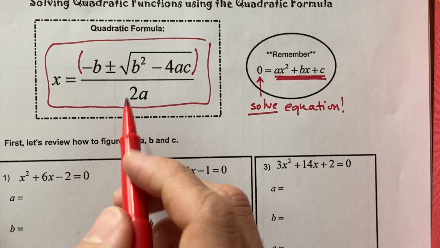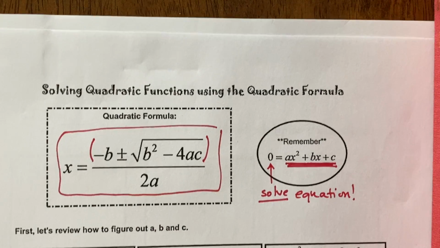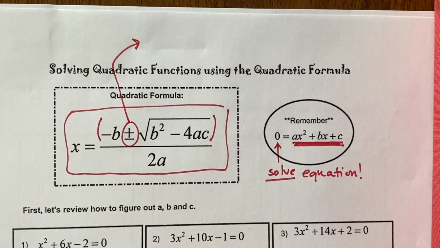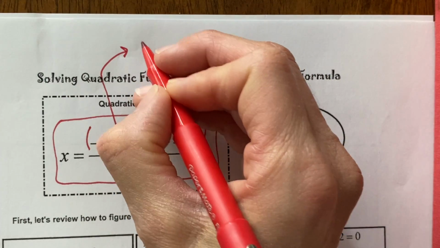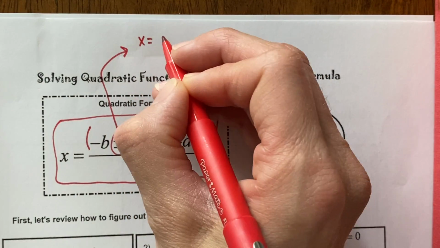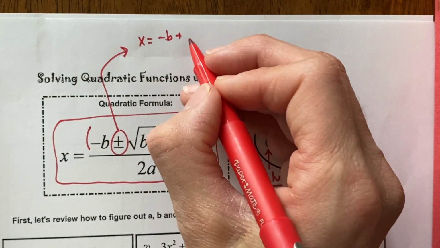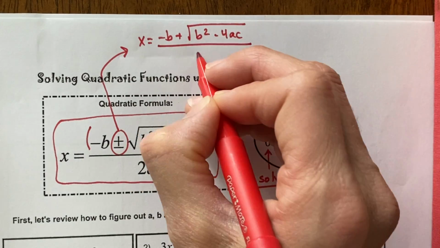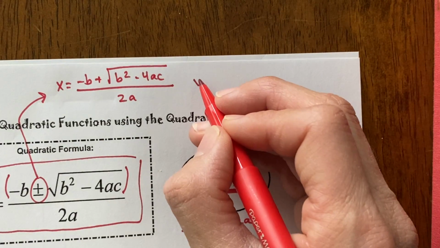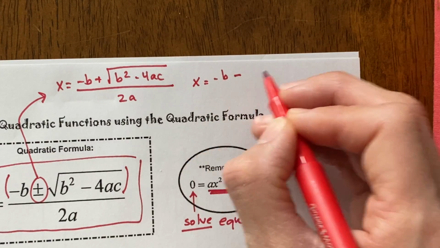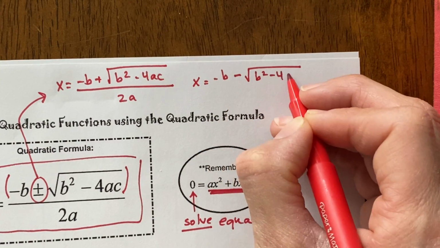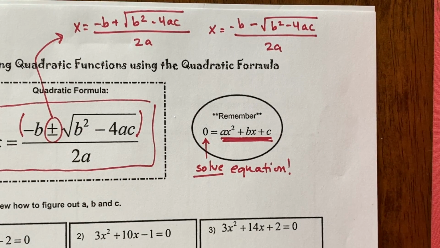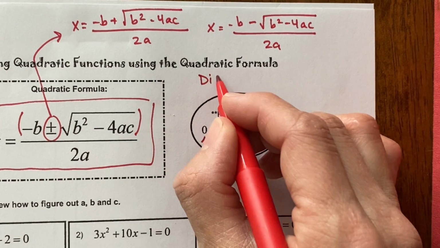The second thing, if you'll remember from my last video on the discriminant, this plus or minus means that you maybe do the formula twice. So you do x equals the opposite of b plus the square root of b squared minus 4ac over 2a. And then you might also have to do the minus version: negative b minus the square root of b squared minus 4ac over 2a. What determines how many times you have to do the quadratic formula is the discriminant.